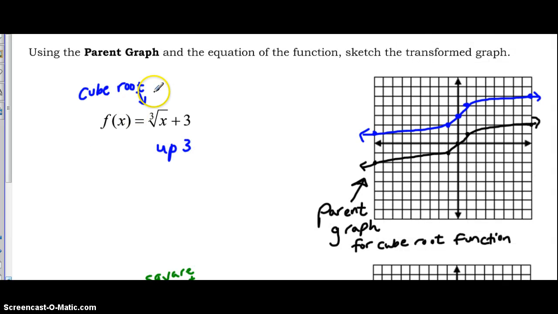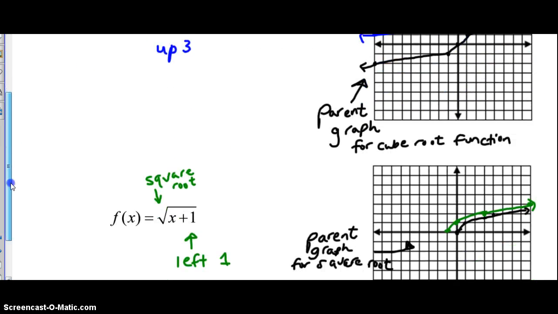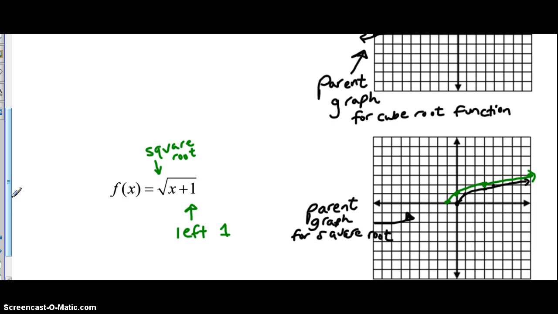Okay, so hopefully you noticed that this first one was a cube root, and it's up 3. So I showed my parent graph for the cube root in black and the function they want us to do in blue. And then the second one is a square root function, and it's in green, and the parent graph in black.